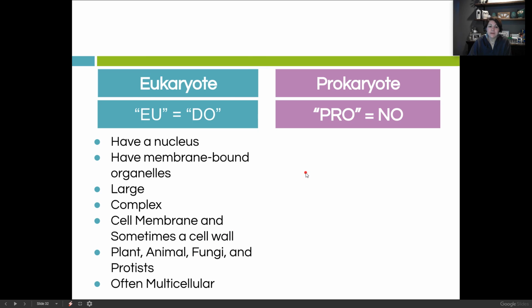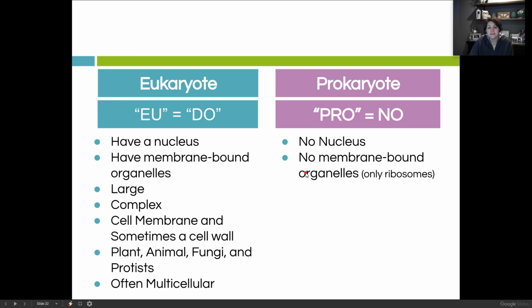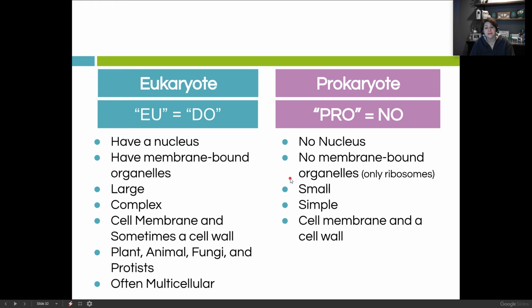Prokaryotic cells, pro means no. They say no to the nucleus. They say no to membrane bound organelles. They only have those ribosomes, which are not membrane bound. They are small, simple. They do have a cell membrane, okay? So they don't say no to that.